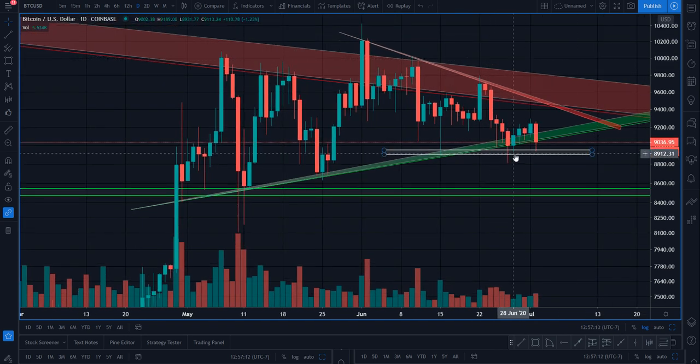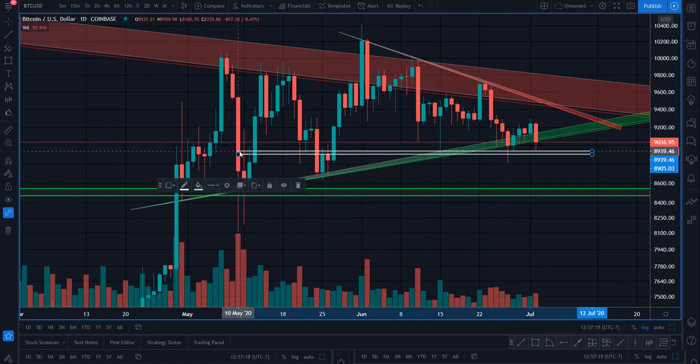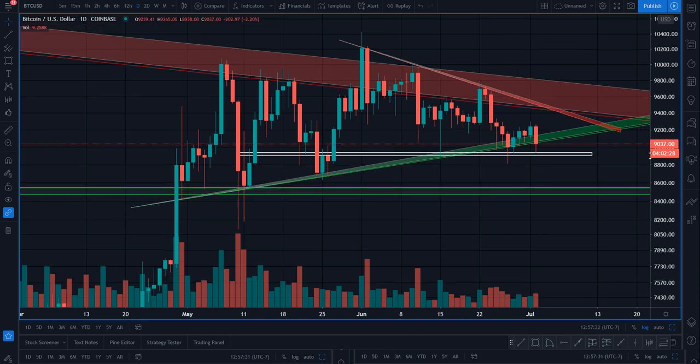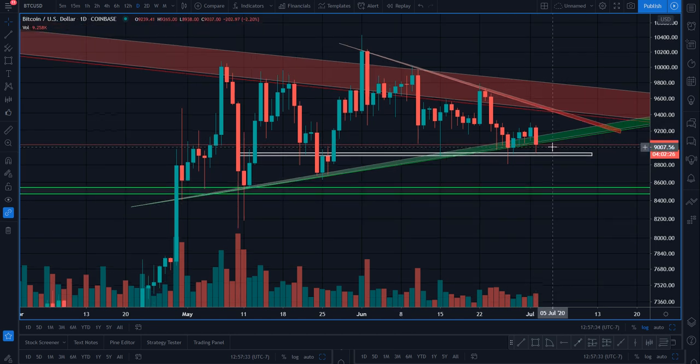We see a nice zone of confluence at around 8,900, where you see previous resistances. If we extend that a little bit further, resistance turned to support, support, support. So we've got a horizontal zone at around $8,900 for support, and we do see the candle is closing with a type B right at this ascending zone.